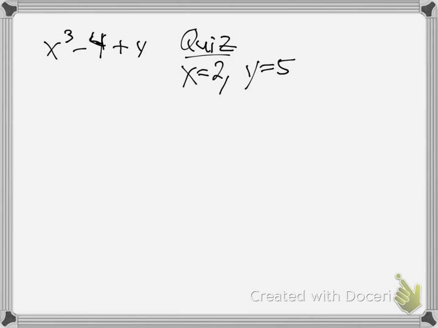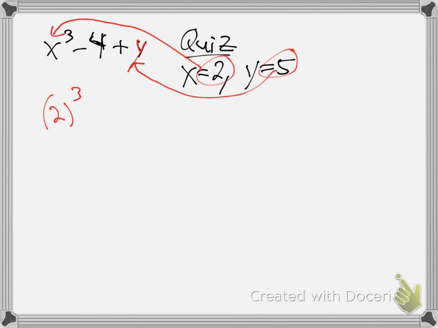Well, 85% of you did it just fine. You just take that 2 and plug it in there for x, and you take that 5, that's a y right there, plug that in for y, just plug them into those slots. And so that's 2 cubed minus 4 plus 5. Once everything's plugged in like that, and then you work that out.